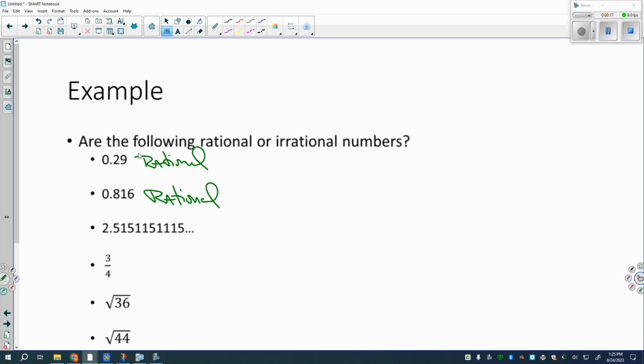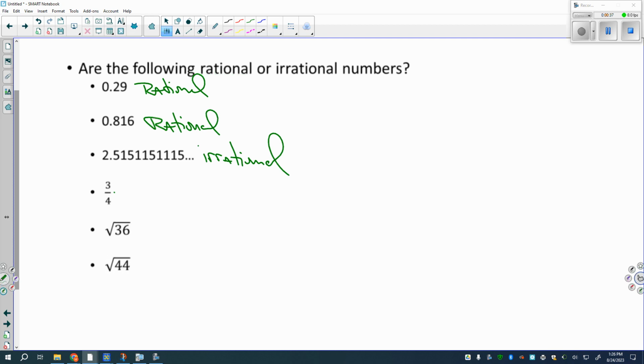2.515, 115, 115, so on and so forth. It doesn't terminate, and that's not the same repeating number over and over. It's a pattern, but it's not repeating. So that's irrational. That's an irrational number. 3/4, it's a fraction. Rational.